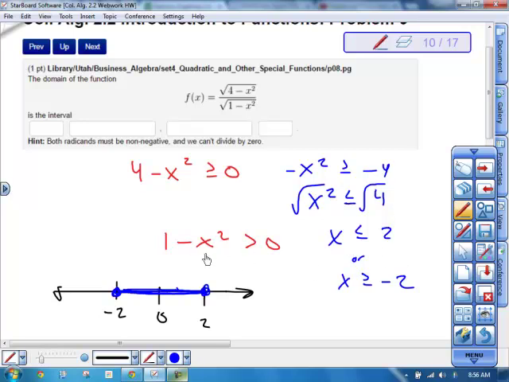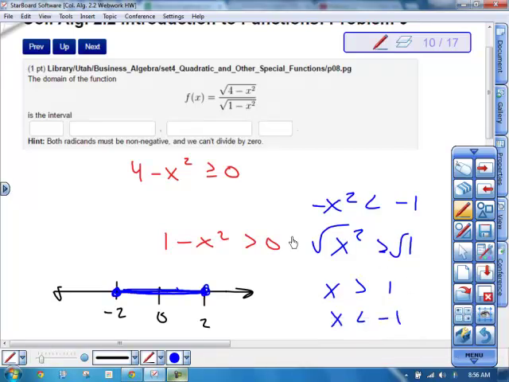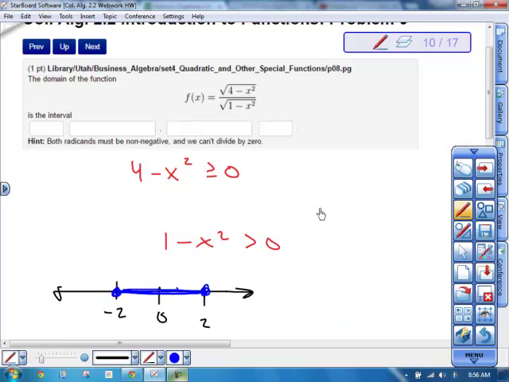Now, I still have to do that for the bottom as well. So I'm going to do it for the bottom now. I'm going to subtract 1 to get negative x squared is less than negative 1. I'm going to divide by a negative, which gives me x squared is greater than positive 1. And then I'm going to square root both sides, so that gives me x is greater than 1 as well as x is less than negative 1. So I actually just made a mistake when I did this. I put this inequality wrong the first time, so let me do this again.